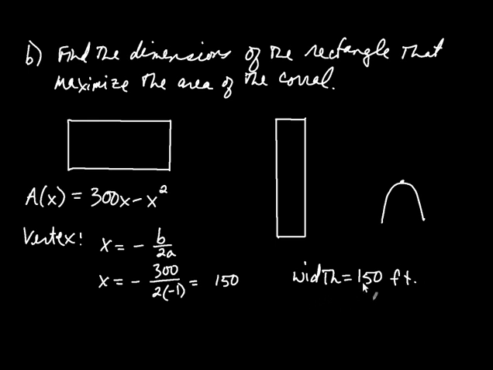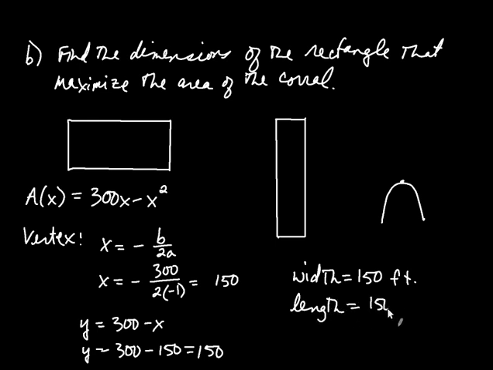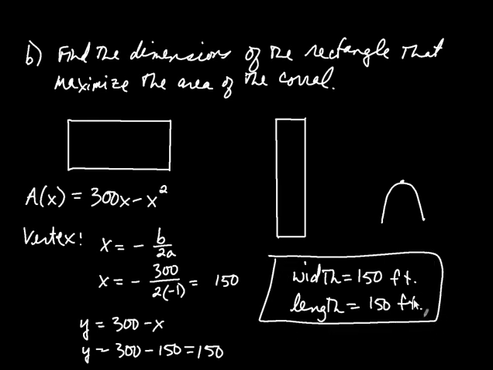Now if the width is 150, don't forget the y, that was 300 take away x. So if x is 150, that means y is equal to 300 take away 150. So y, that is the length, is 150 as well. What that means is that Stephanie would be creating a square, right? Because a square is a rectangle where the width and the length are equal to each other.